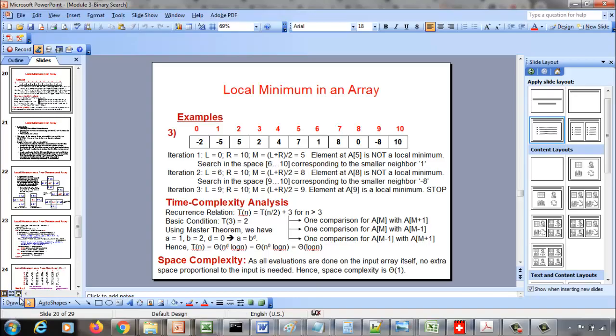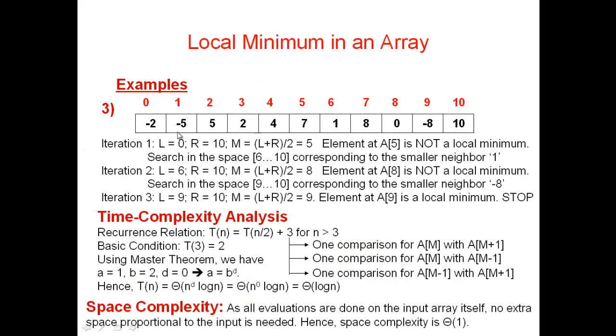So given this array, again the first two numbers are decreasing. Here we have -2 and -5, so they are decreasing. And then the last two numbers should be increasing, -8 and 10, so that's increasing. The elements are unique and there are at least 3 elements, so it satisfies those 3 conditions. So start with the left index as 0, right index as 10, the middle index is 0 plus 10 over 2, which is 5. At index 5 we have 7, which is greater than both its left and right elements. So at index 5 you cannot have the local minimum. So how to decide whether to keep the left or right search space?